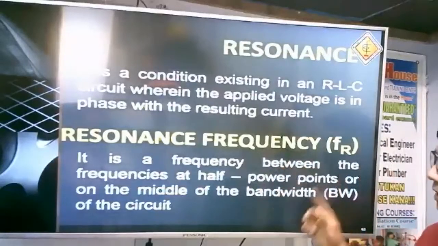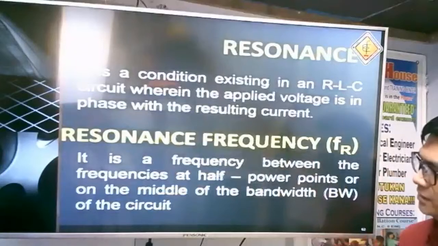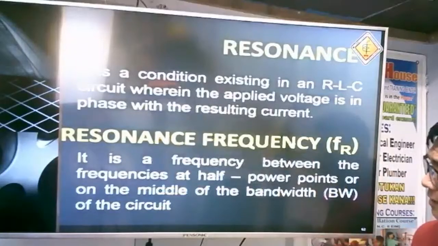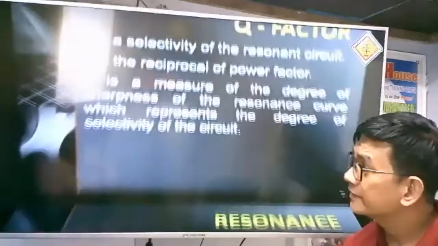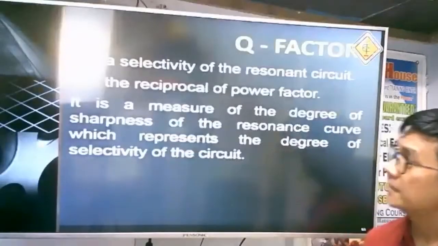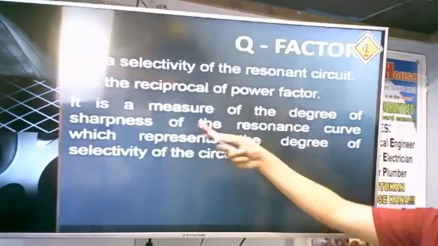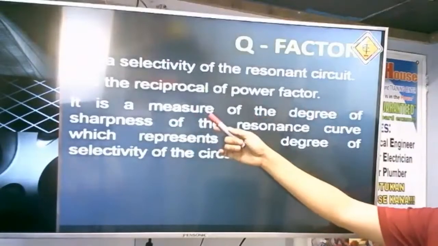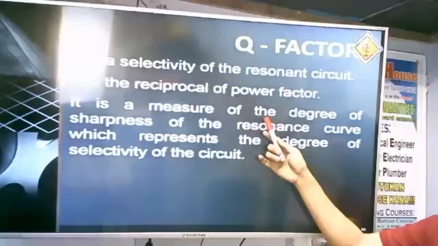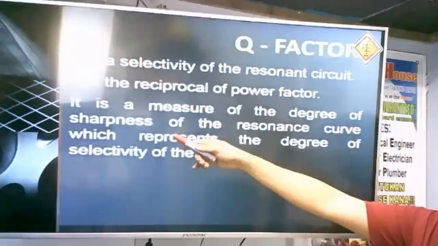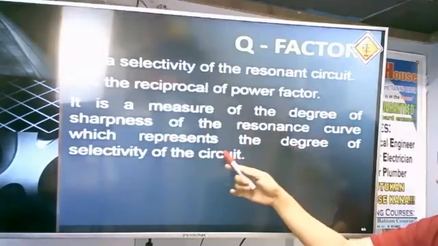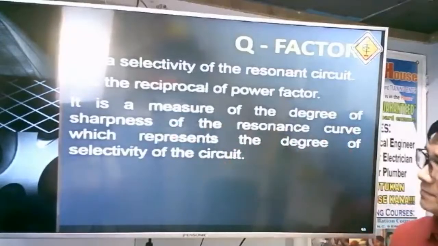The resonance frequency is the frequency between the frequencies at the half power points, or the middle of the bandwidth of the circuit. The Q factor is the selectivity of the resonance circuit. It is the reciprocal of power factor. It is a measure of the degree of sharpness of the resonance curve, which represents the degree of selectivity of the circuit.